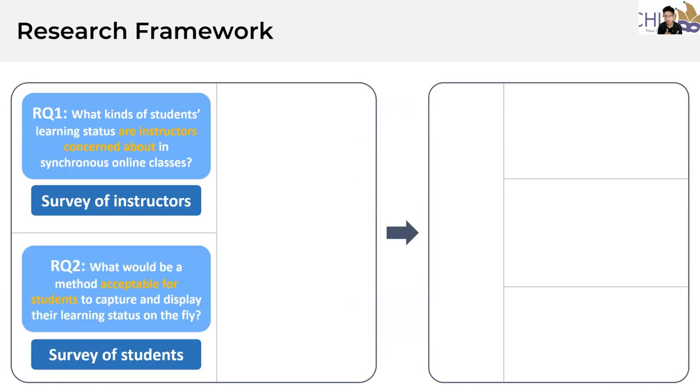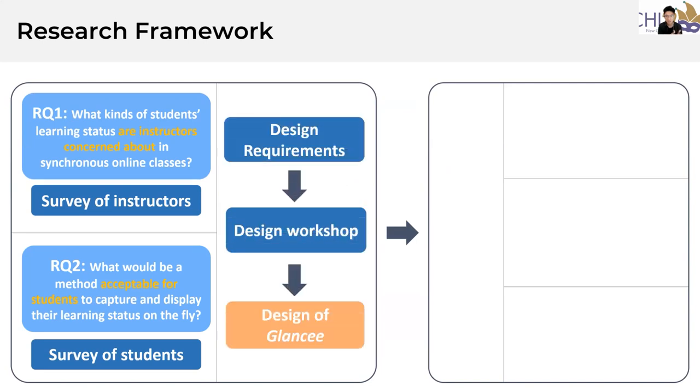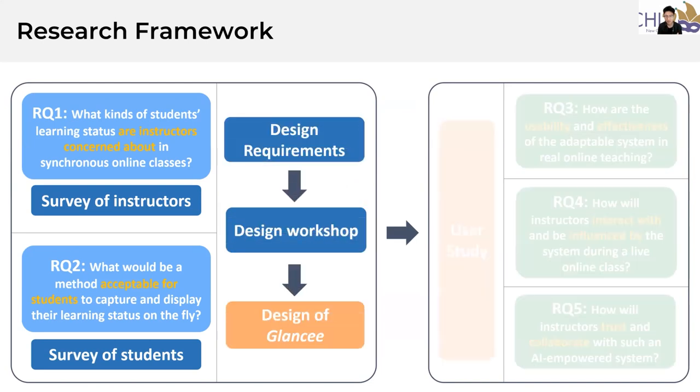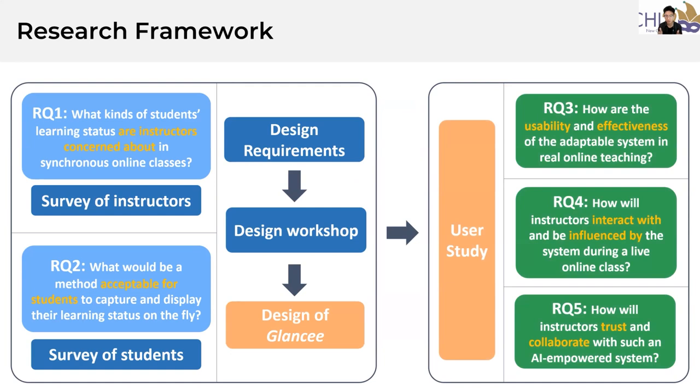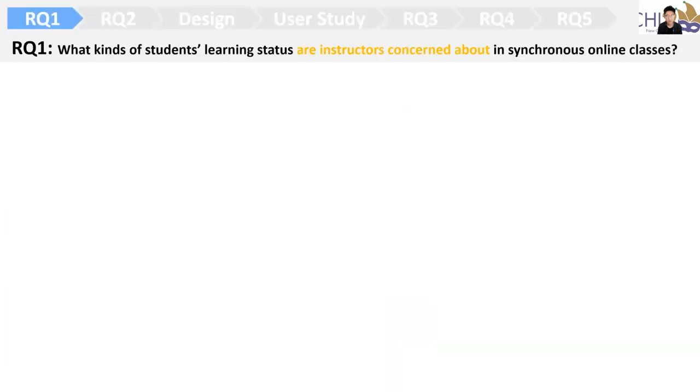The first two research questions help us design our system, and based on the system, we conduct a user study to further investigate the following three questions. Firstly, we ask, what kinds of student learning status are instructors concerned about in synchronous online classes?